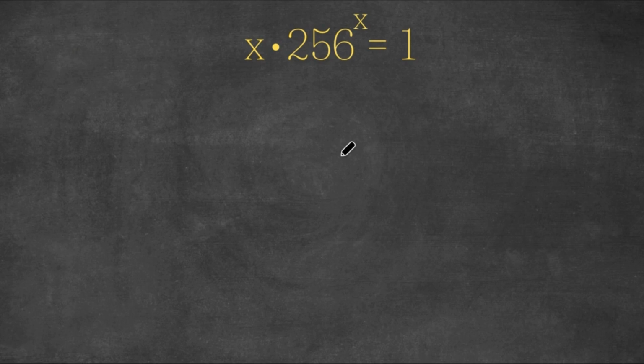In today's video, I'm going to be teaching you guys how to solve this exponential equation. So we have x times 256 to the power of x equals 1. Now, what we're first going to do is get rid of this x on this side and move it to the other side. So how we're going to do that is we're going to divide both sides by x.